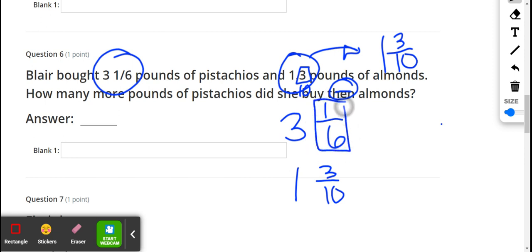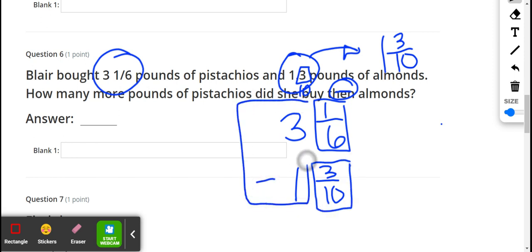So looking at the fraction, we have 1/6 and 3/10. If we are subtracting, we need to subtract 1 out of 6 and then 3 out of 10. This one is smaller. So because it's smaller, we're going to have to borrow from the whole number. So it's going to make it 2, and then we're going to add 6 out of 6 into this fraction. So that's going to give us 7/6.